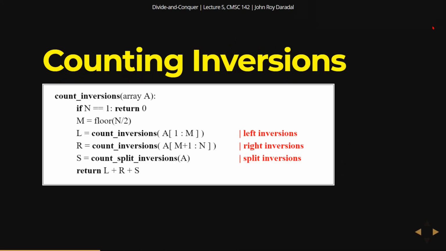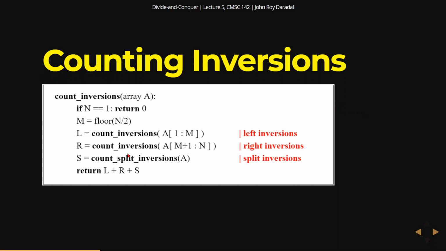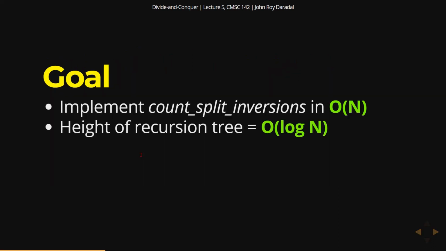Now, putting that into pseudocode, we'll do something like this. L would be the count of left inversions from 1 up to m. Then R would be the count for right inversions for the right half, and then S would be the count for split inversions. And then we'll just combine L, R, and S to get the total number of inversions in the array. Now our goal is to implement count split inversions in O of n. This one should run in O of n, and the height of the recursion tree should be O of log n if we're going to divide it into 2.